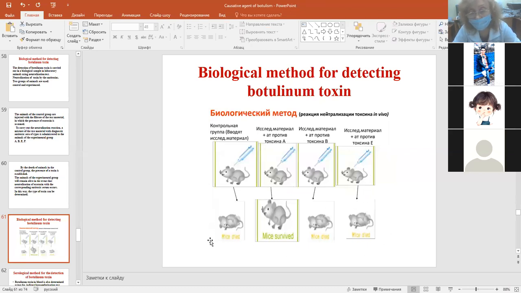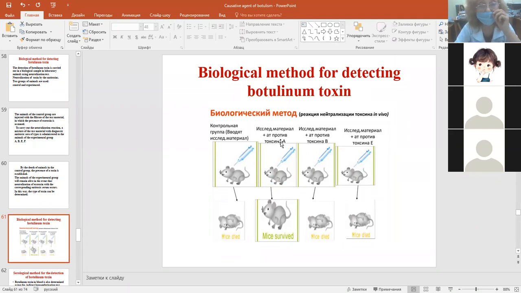And now we have to see the animals. In the control group, the mouse died. This mouse died, this mouse died, and this mouse, the happy mouse, survived. So we should realize what antitoxic serum was used. It was antitoxic serum type A. So if these animals still survive, still alive, what does it mean? We did neutralize exotoxin by using antibodies. It was antitoxic serum type A, which means that in the specimen, in the patient's body, exotoxin A is circulating.